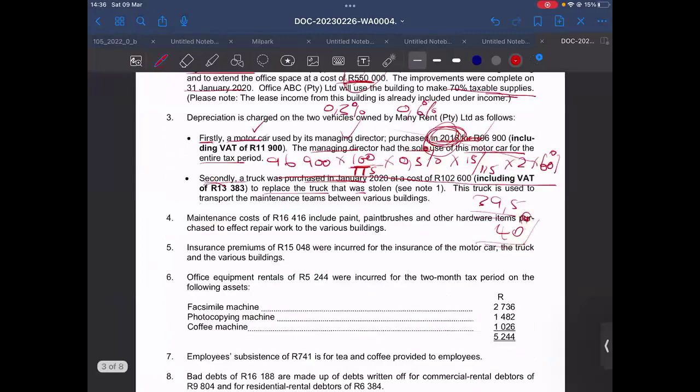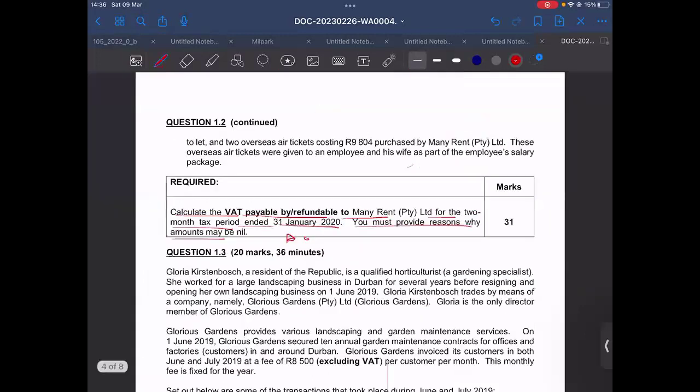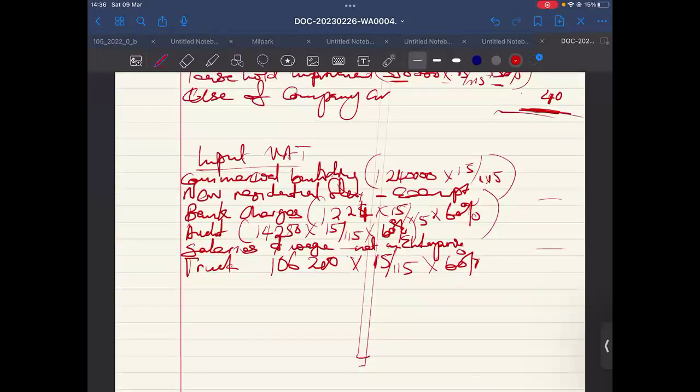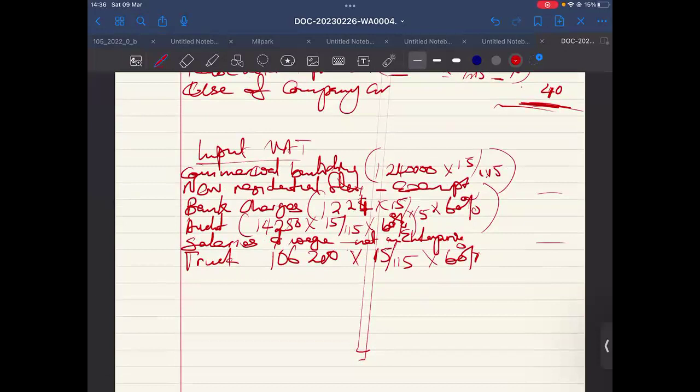Depreciation. Can someone give us the answer there? Depreciation is not a supply. Not a cash item. Not a supply. So no VAT. You get a mark for saying not a supply. Right, next one, maintenance. They just said maintenance.